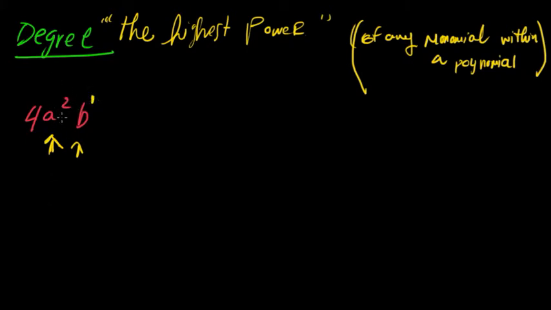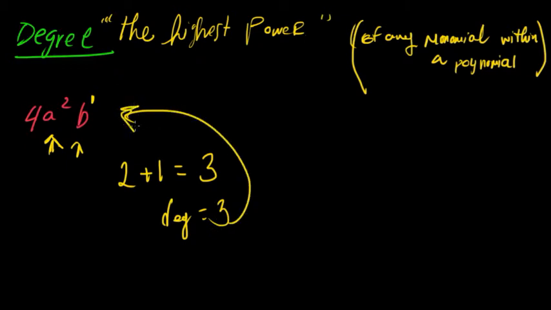So it'll be the power of a, which is 2, plus the power of b. Well, the power of b wasn't written, so if it's not written, we assume it's 1. So 1 plus 2, which is 3. Okay? So the degree is equal to 3. The degree of this polynomial here is equal to 3.